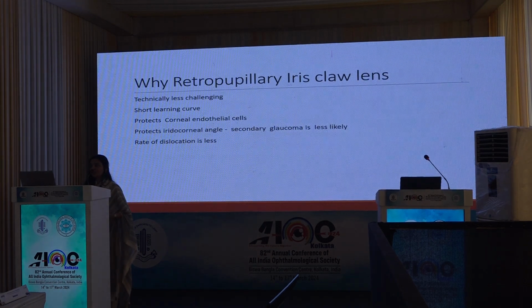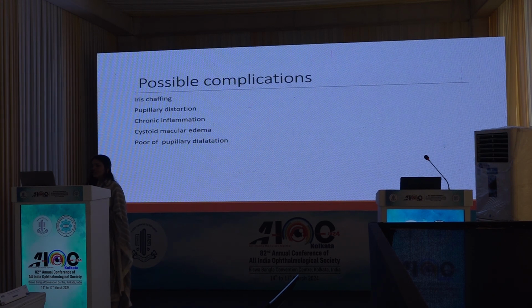Why should we choose retropupillary iris claw lenses? Because technically they are much less challenging. There is a short learning curve. It protects corneal endothelial cells and the iridocorneal angle, secondary glaucoma is much less likely, and the rate of dislocation is less. Now, what are the possible complications with the retropupillary iris claw lenses?